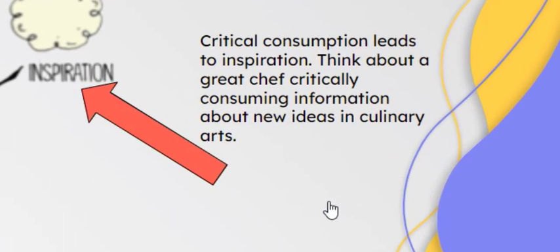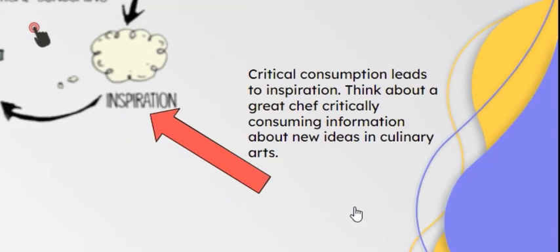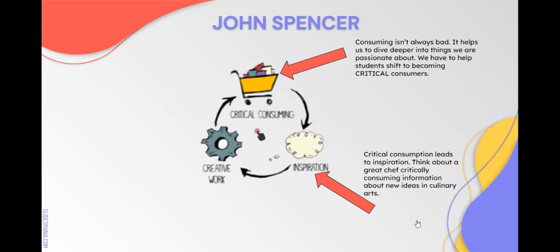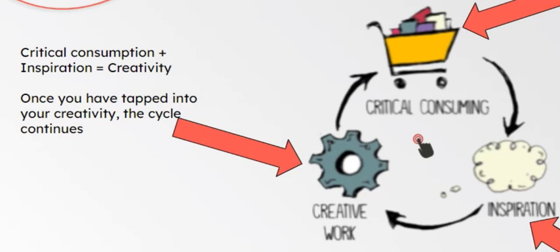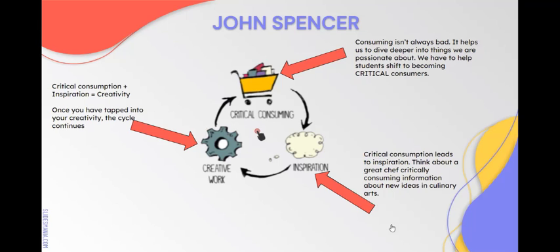So a good way to think about this is if you think about a great chef. Well, a chef is going to be inspired by consuming information from or about new ideas in culinary arts. And through this critical consumption, that leads to inspiration for the chef, which in turn leads to the creative work. So that critical consumption plus inspiration equals creativity. And then once you have done that creative work, it empowers you and the cycle just starts again.